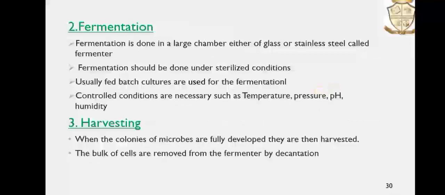Fermentation is done in a large chamber, either of glass or stainless steel, called a fermenter. Fermentation should be done under sterilized conditions. Usually, fed batch cultures are used for the fermentation. Controlled conditions are necessary, such as temperature, pressure, pH, humidity. Harvesting: when the colonies of microbes are fully developed, they are harvested. The bulk of cells are removed from the fermenter by decantation.